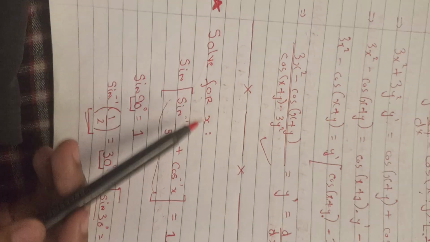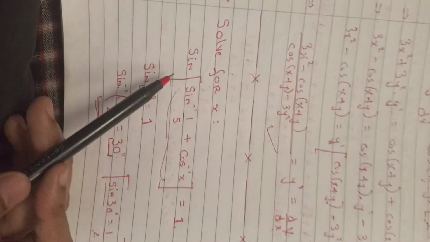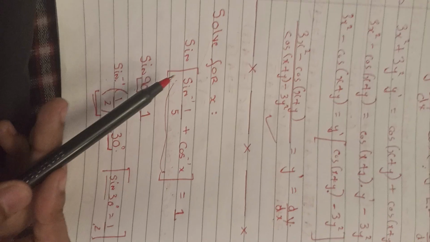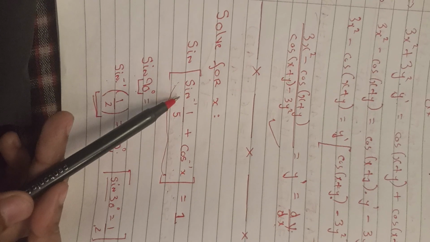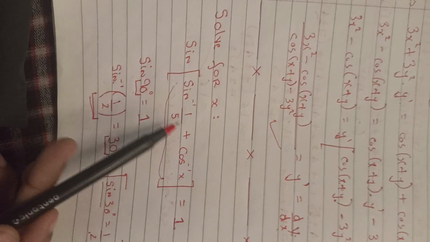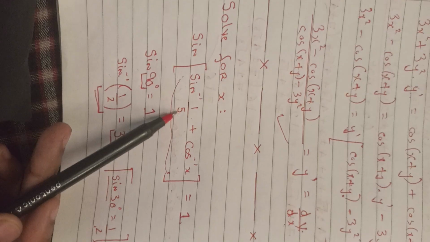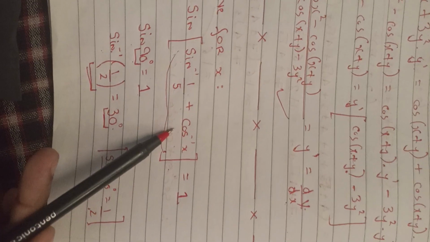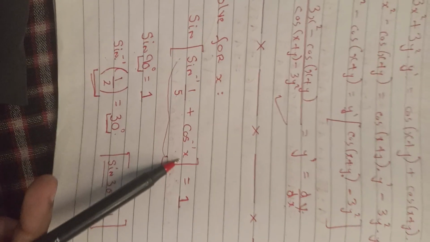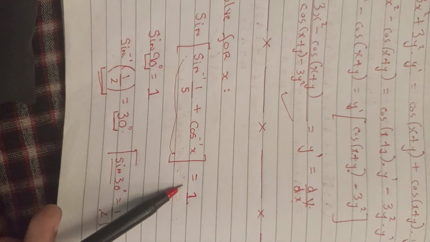Hello everyone. There is a question we have, and that is saying solve for x. We have to find the value of x, right? The question is sine of bracket, sine inverse of 1 over 5 addition of cos inverse x, bracket close, equals 1. What does that mean?